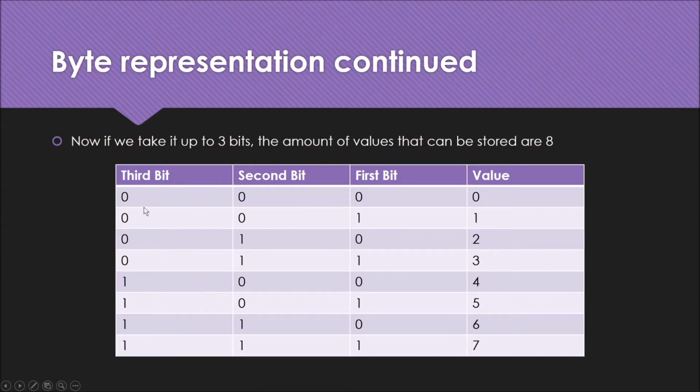So now if we have 3 bits over here, when all the 3 bits are 0, the value is 0. And if the first 2 bits are 0, but the first bit is 1, we get the value 1. And then you can see that we are shifting between these two values, 0 1 0 1 0 1 0 1. As we go to the second bit, we get 0 0 1 1 0 0 1 1. And when we go to the third bit, we get 0 0 0 0 and then 1 1 1 1.